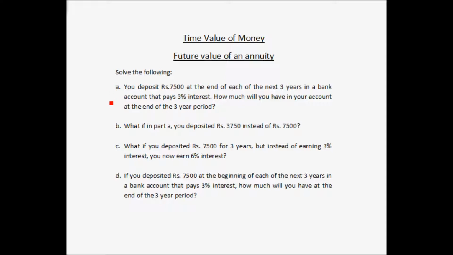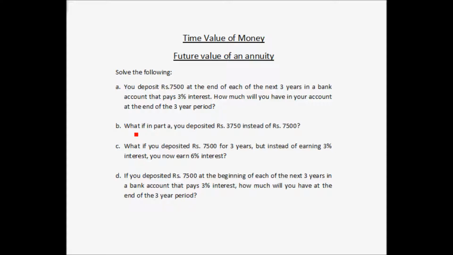So here we have been given four different examples. So A is that you deposit rupees 7500 at the end of each of the next 3 years in a bank account that pays 3% interest. How much will you have in your account at the end of the 3-year period?